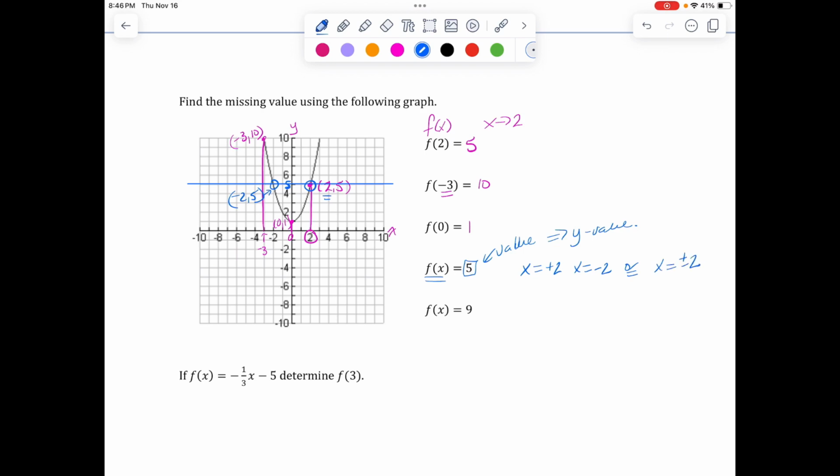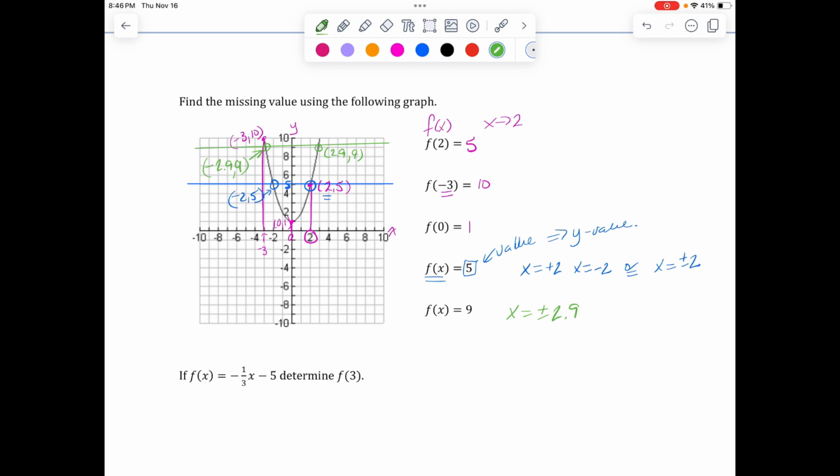Okay, and then the last one, f of x equals 9. I'm going to draw right across 9. It's a little bit hard to tell here because that number isn't quite perfect. It's about 2.7 or 2.8, maybe 2.9. I'm going to guesstimate 2.9 and 9, and this is negative 2.9 and 9. So we would say x is plus or minus 2.9.